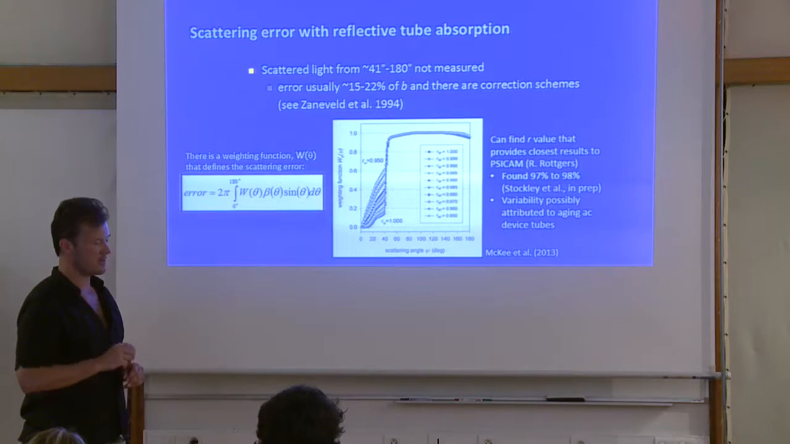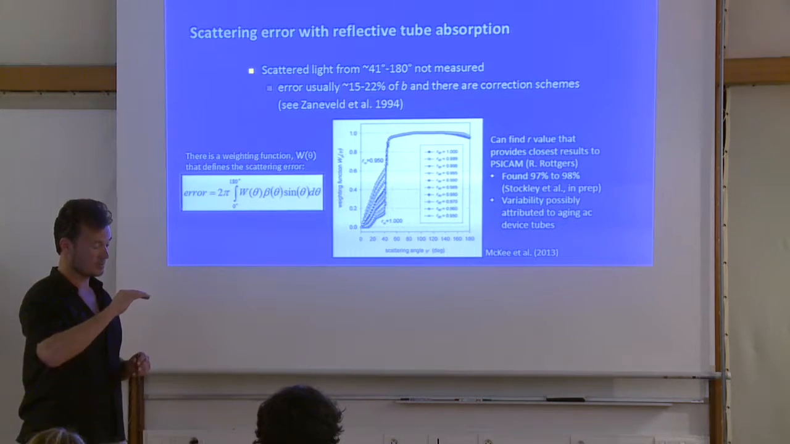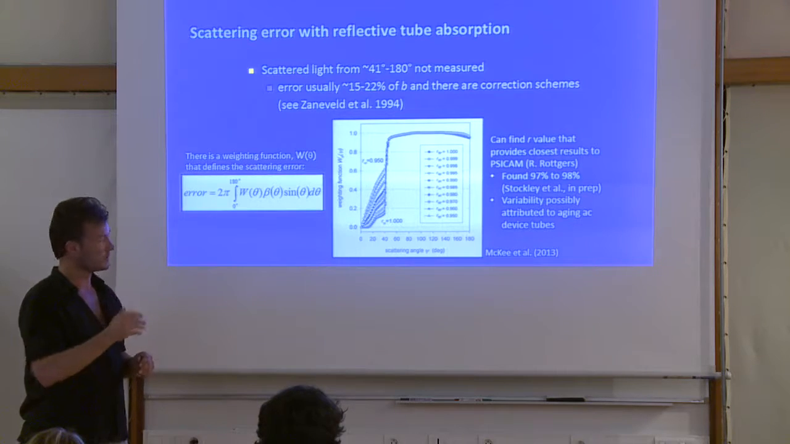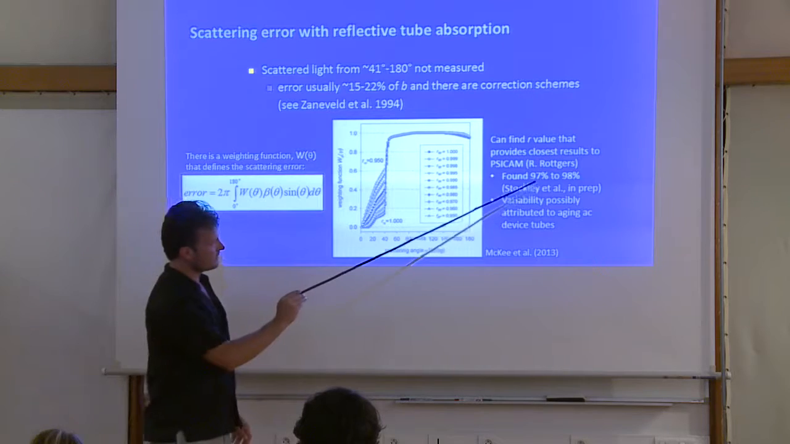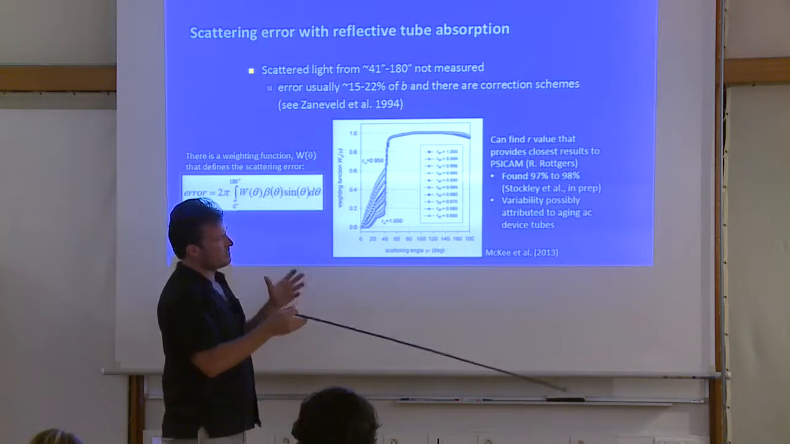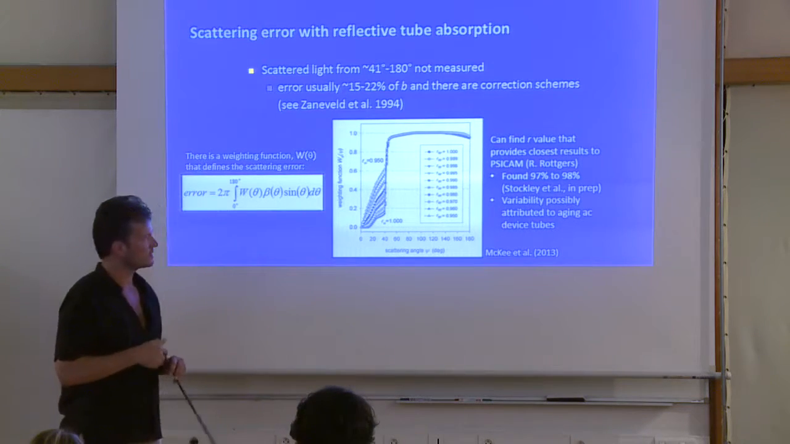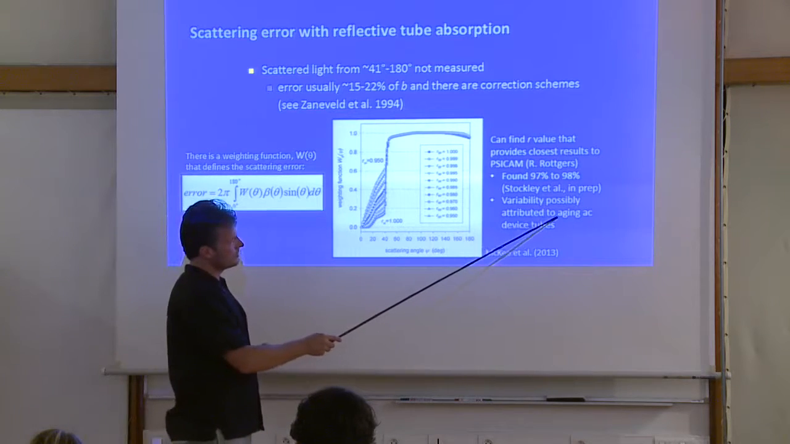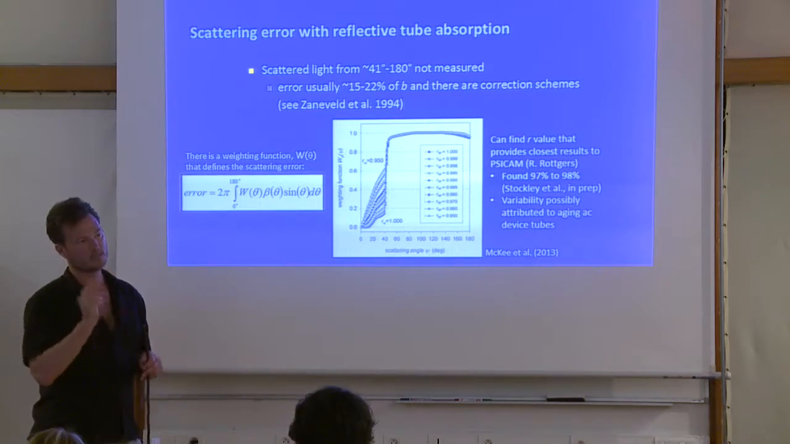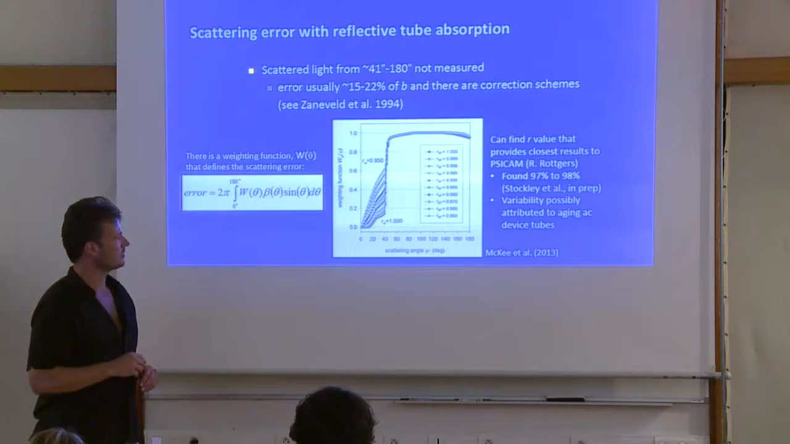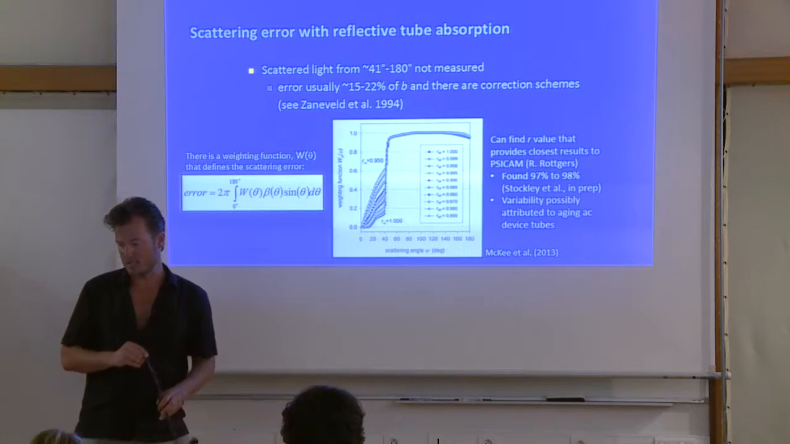So we think that the error in the corrected absorption with this method is on the order of just a few percent. And we think this variability from 97 to 98 might be a tiny bit bigger. We only tested a few flow cells, but it could be due to aging of the AC device tubes over time. So every time you clean it, maybe it's changing a little bit. But it's a really big correction.